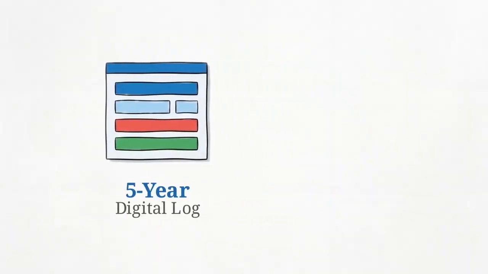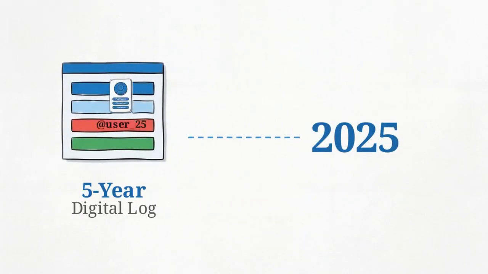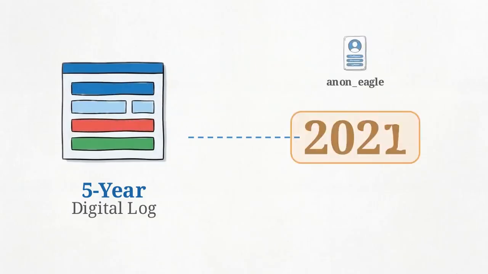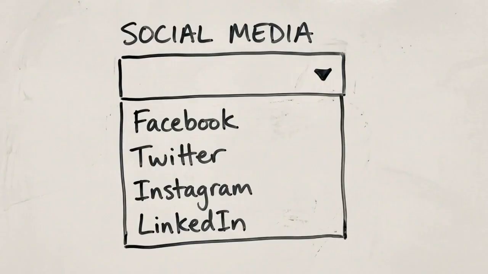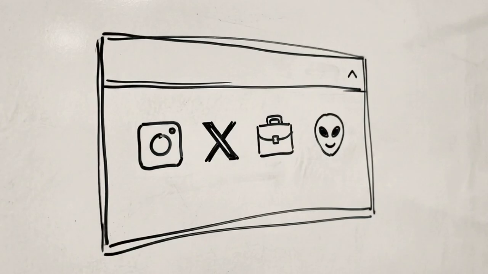Next, you must compile a 5-year log of your digital identity. This list must include every handle, screen name, and username you have used since 2021. The DS-160 form provides a drop-down menu of specific platforms you must disclose. This includes mainstream networks like Instagram and X, but also professional and discussion platforms like LinkedIn and Reddit.